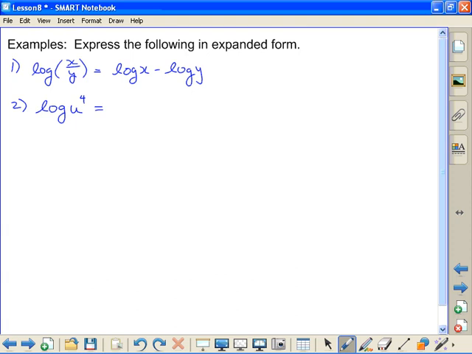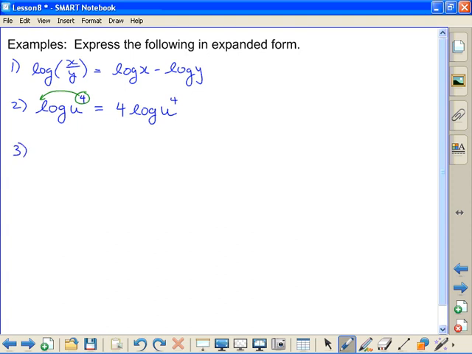So I'm taking the log of u to the 4th. If I want to expand that out, what's going to happen here is our exponent rule 1. So the 4 is going to come out front, and it would become 4 log u.